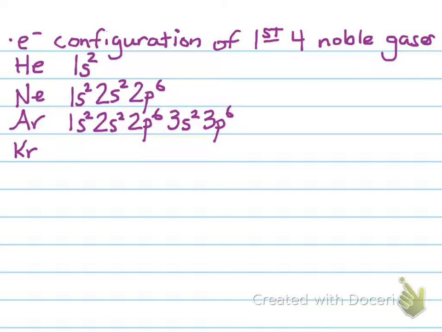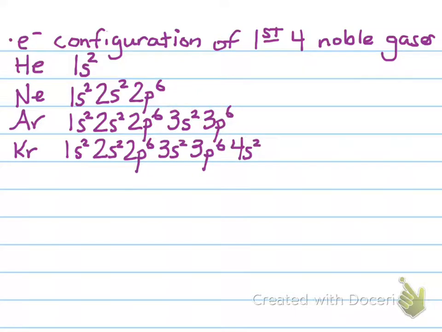Finally, krypton has 36, so it's 1s2, 2s2, 2p6, 3s2, 3p6, 4s2. Next, remember we come to the 3ds because they're one behind 10, and then 4p6. So that's our electron configuration of our first four noble gases.